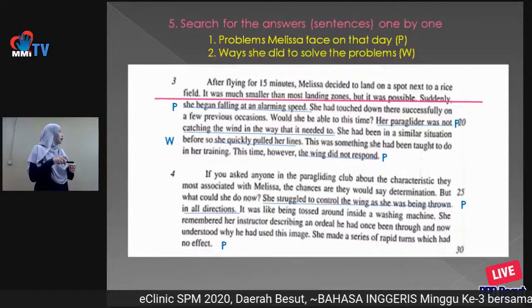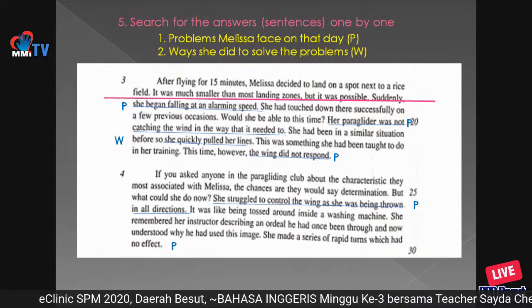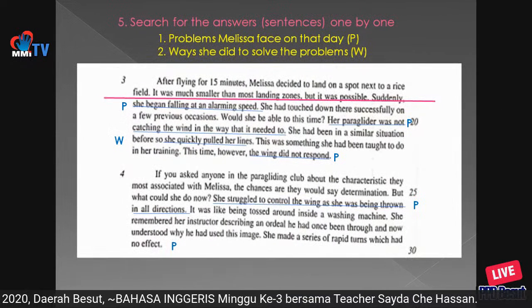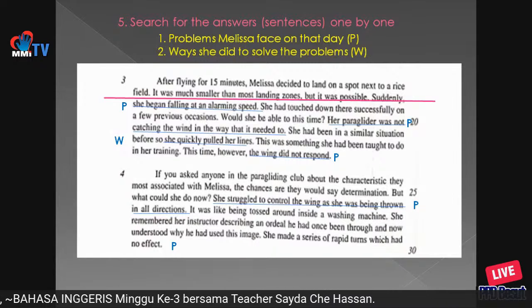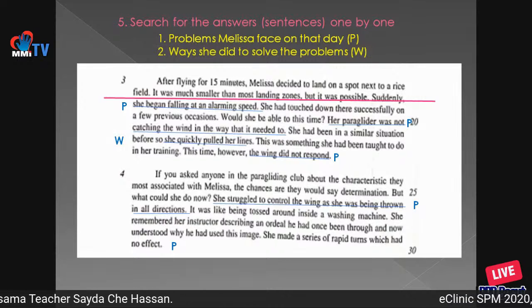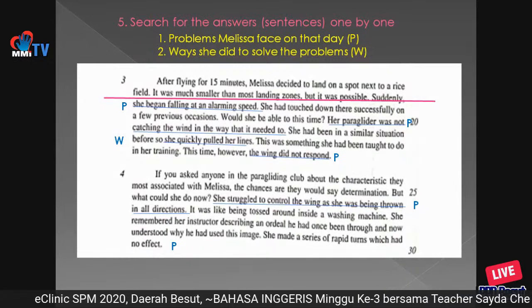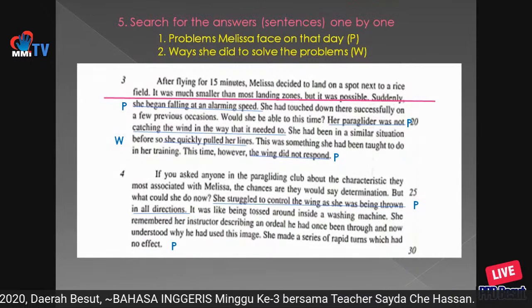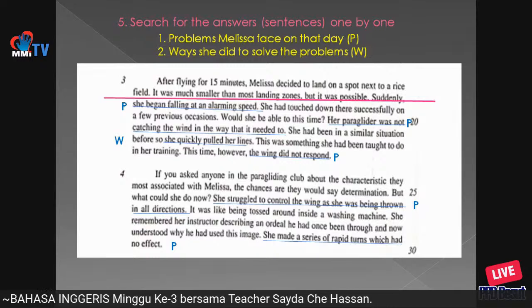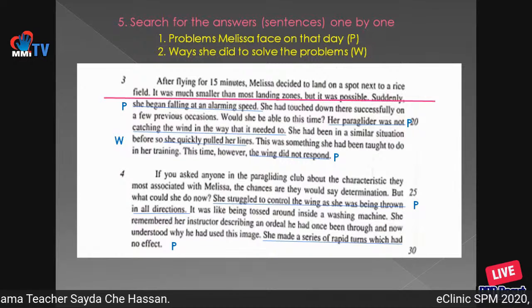Okay. She remembered her instructor describing an ordeal he had once been through and now understood why he had used this image. Okay, tak ada problem, tak ada. She made a series of rapid turns which had no effect. Okay, dia cuba pusing. Okay, rapid turns. Rapid mungkin kamu tak faham, but then you know turns. Okay, dia cuba pusing, but then no effect. Okay, so here she made a series of rapid turns is W. Had not, but then no effect is P.